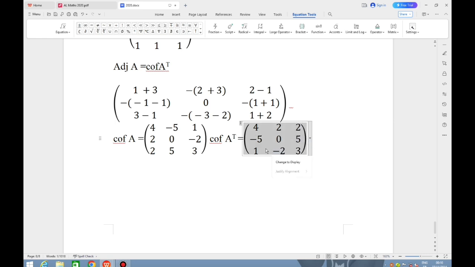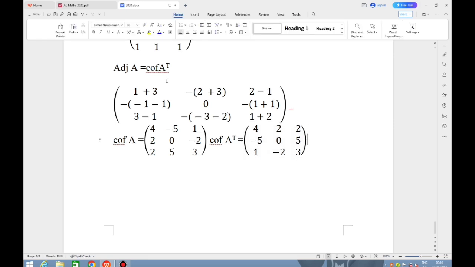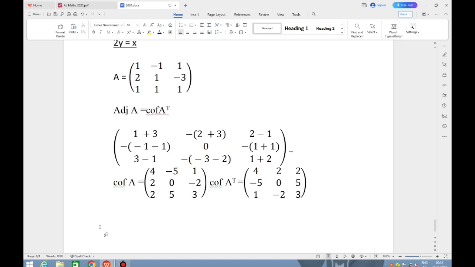This is the transpose of the cofactor of A, which is the adjugate of A. Now we can proceed to finding the inverse of A. To find the inverse of A, we need to find the determinant of A. This is A here. So now we have to find the determinant of the matrix A.